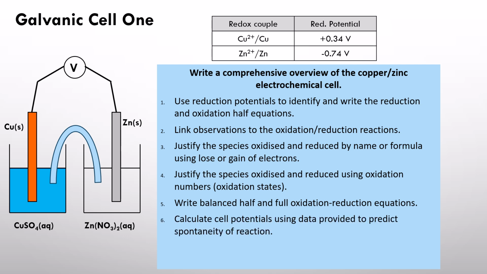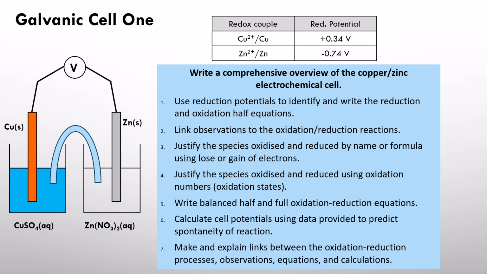I want to be able to calculate what would be the voltage produced if I set up this galvanic cell. What is the E cell that is produced? And finally, I want to make or explain links. I want to write all of this. I want to link all these 6 points together. So let's look in detail at this galvanic cell here.